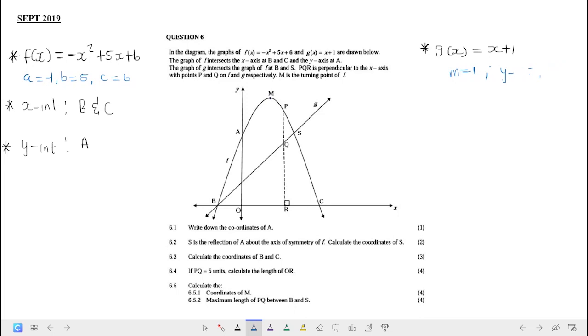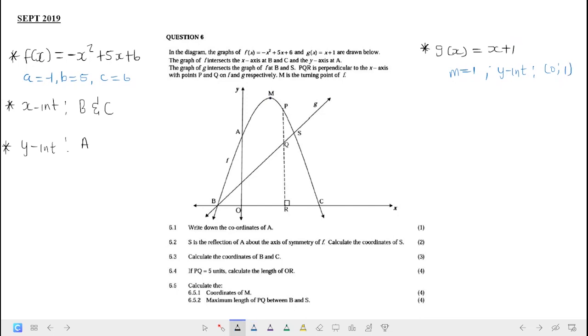Now, how do I know that my y-intercept is 1? Or my y-intercept point, actually, it needs to be a point. Your y-intercept is (0; 1). So how do I know that? I know this because of this constant here.